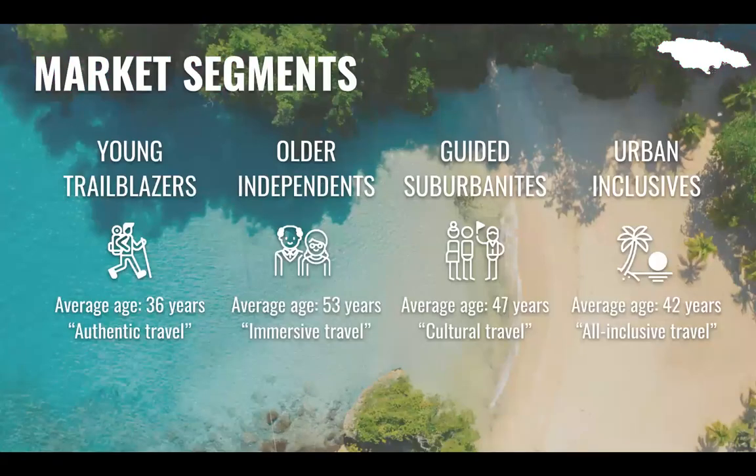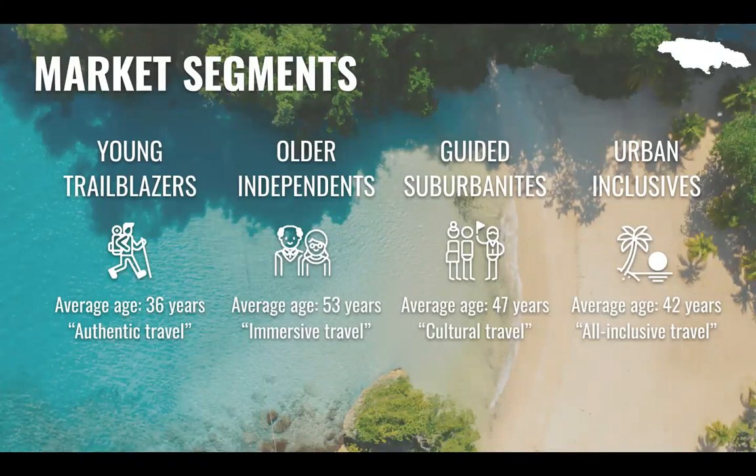So let's take a look at 4 key market segments that the Jamaican Tourist Board has identified as its core tourism demographics. First of which is what we call our young trailblazers. They are on average 36-year-old travelers who love immersing themselves in everything the destination has to offer, especially interacting with locals. They are hungry for adventure and local cuisine, and they prefer small to intimate, as well as select mid-sized accommodations, including homestays, villas, guest houses, and apartment rentals.